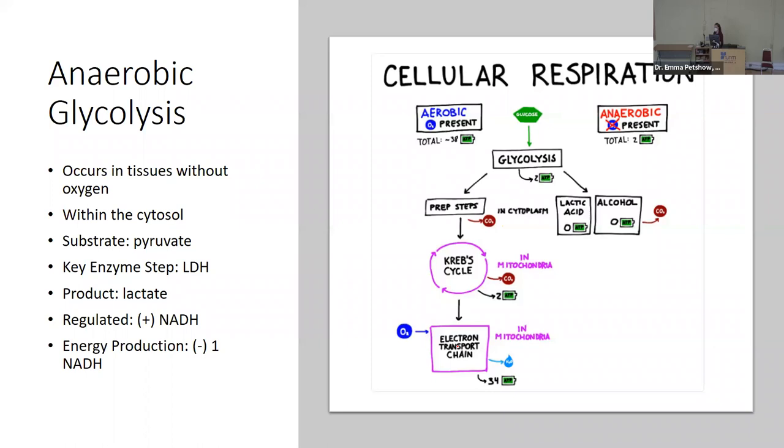Going to use similar cofactors as our previous pyruvate dehydrogenase. You're still going to need TPP, FAD, and NAD. I don't believe you need lipoic acid or CoA. But you still are going to need your three B vitamins for this process. Lactate dehydrogenase. Your product is lactate. It's regulated by NADH. Because instead of gaining an NADH, you lose an NADH in this process. So it is an energy-using process.